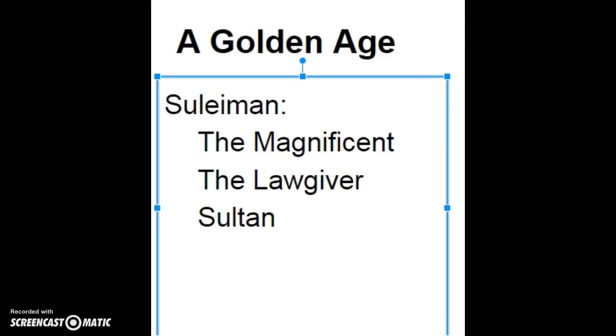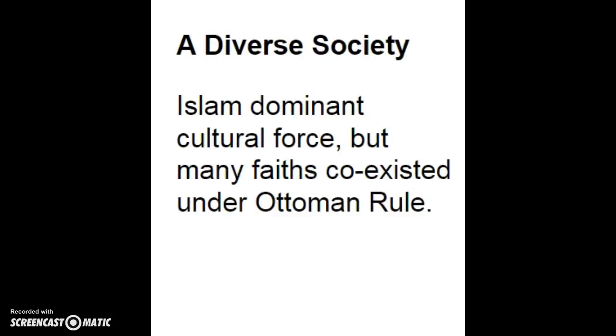He creates a very vast and diverse society. Islam is the dominant force within this empire, but many faiths will coexist under Ottoman rule. So we see the Ottomans are ruling over a very vast area with a very diverse population. So while Islam is a dominant force, they successfully rule many people for hundreds of years by accepting other faiths.